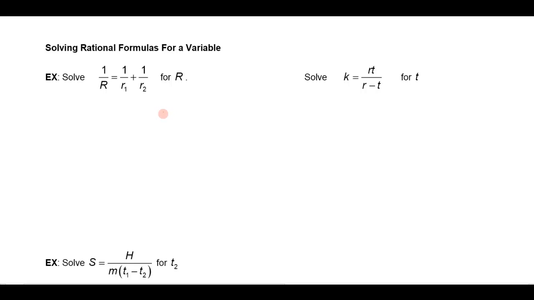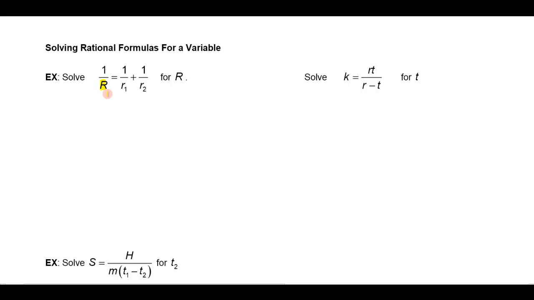Hi everybody. In this lesson we want to look at how we can solve some rational formulas for a particular variable. So let's get started with this example. It asks us to solve 1 over big R equals 1 over little r1 plus 1 over little r2 for big R. So I'm trying to get this big R all by himself on one side.